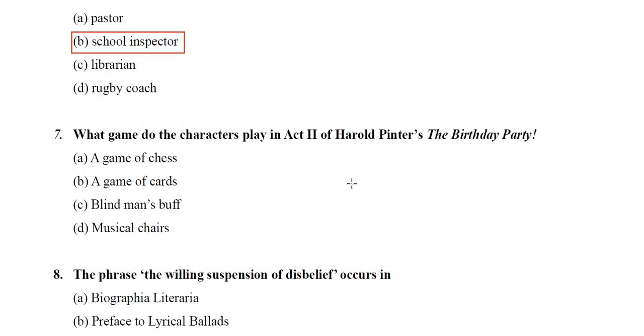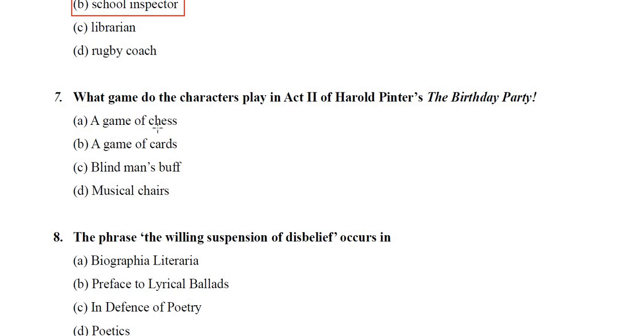Next question: what game do the characters play in Act 2 of Harold Pinter's The Birthday Party? Harold Pinter's Birthday Party is a famous avant-garde play. It is in the postmodern period. So কি গেম খেলছে সেটা আমরা দেখতে পাই. A game of chess, a game of cards, blind man's buff, musical chairs. Its answer will be blind man's buff, what we call kanamachi. Kanamachi bhobo, jake pabi take cho, that our eyes covered with handkerchief and we need to touch other players. That play they do play in this play.